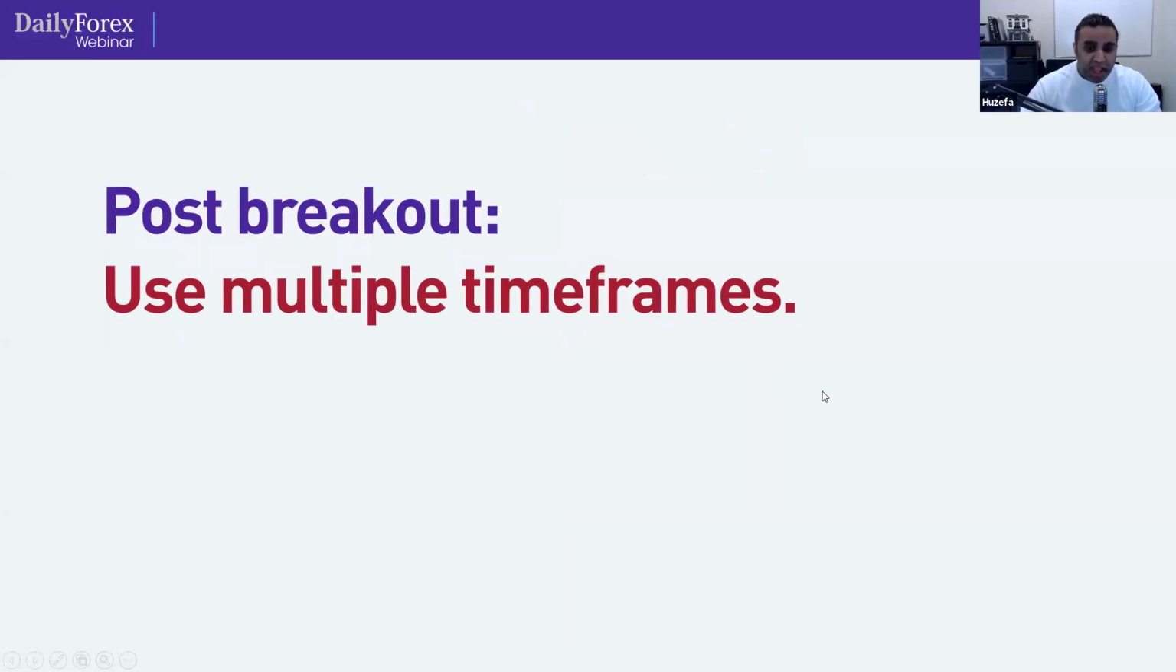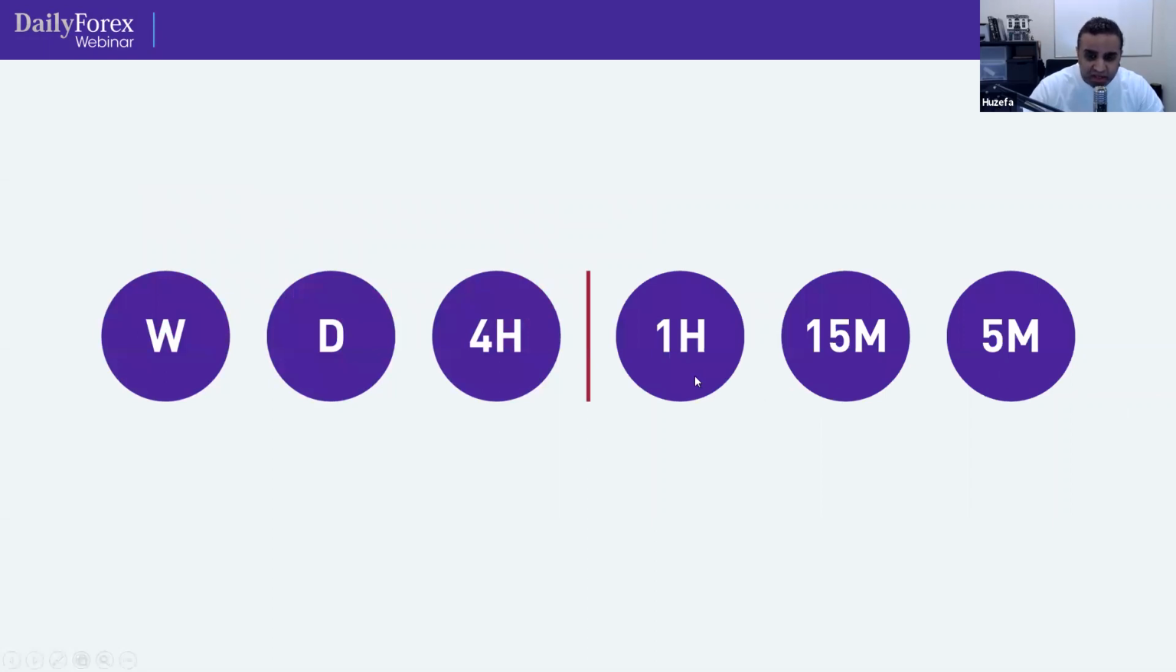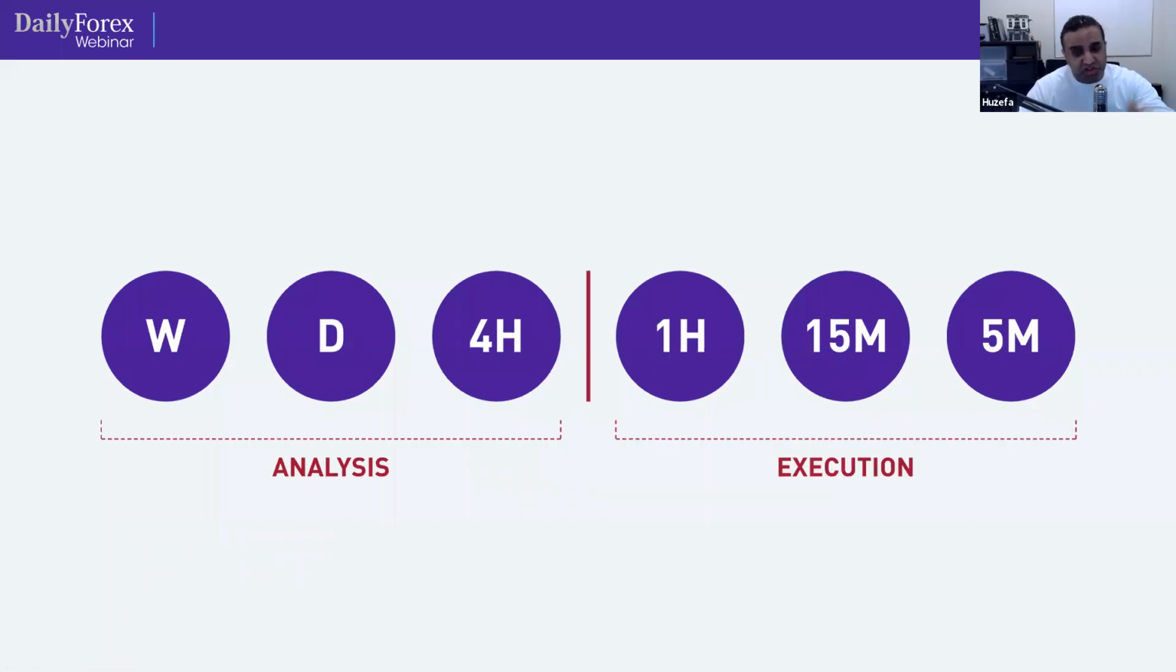Okay. And when you're looking at breakouts, you want to use multiple time frames. So typically with time frames, I consider these the higher time frames: weekly, daily, and 4 hours. So that's really where I'm looking for my breakouts. And then most traders, myself included, will draw an imaginary line, and they consider anything below the 4 hour, so the 1 hour, the 15-minute, and the 5-minute, to be the lower time frames. So I will do my analysis on the weekly, daily, and 4 hour, and I'll do my execution on the 1 hour, 15-minute, and 5-minute. Okay, so that's the theory around breakouts.